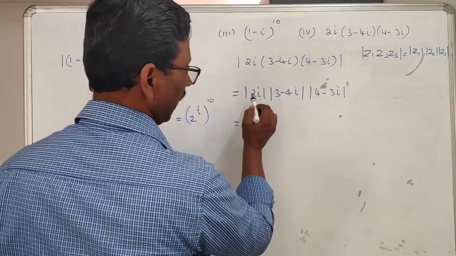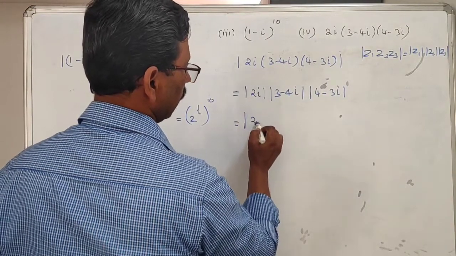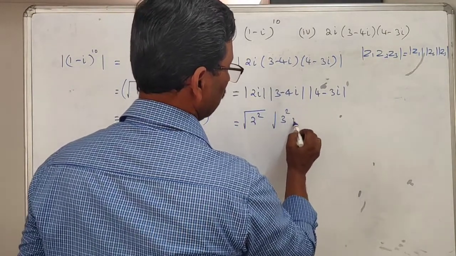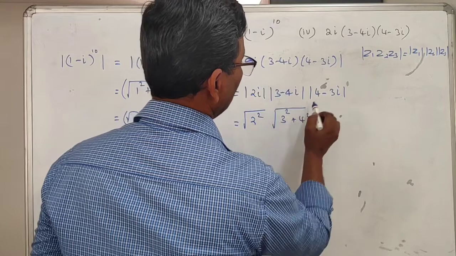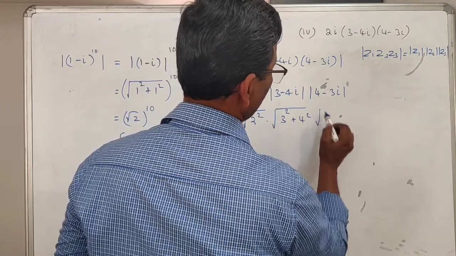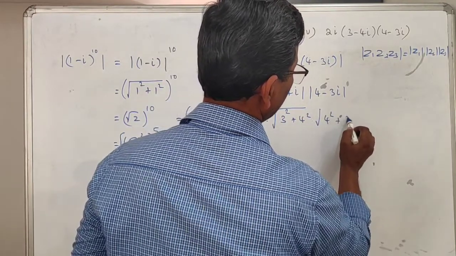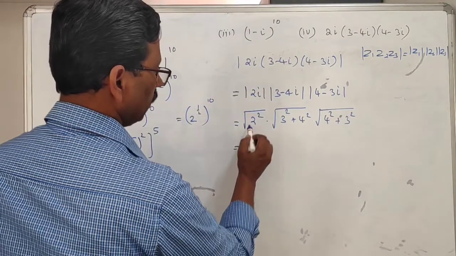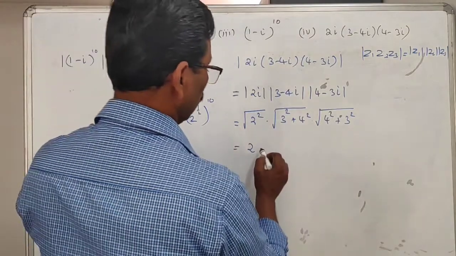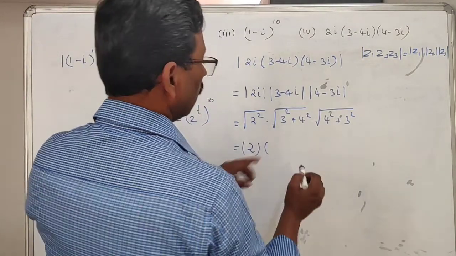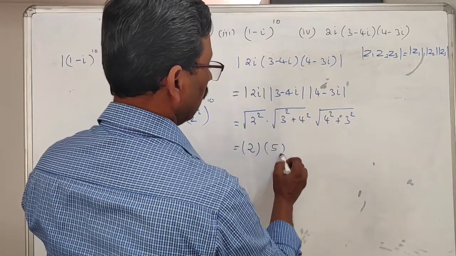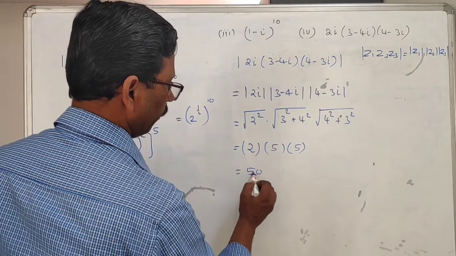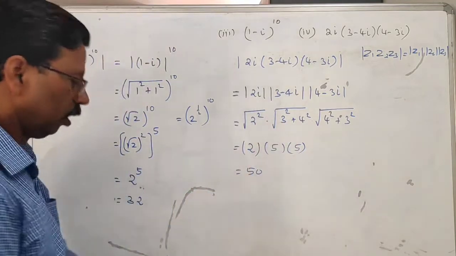Now this is root of real part square 0 plus imaginary part square 2 square. Then into this is root of 3 square plus 4 square. Now for this you can write root of 4 square plus 3 square, real part square plus imaginary part square. This is 2. Now this is 2 into this value 5 and that also 5. Then you can get 50. Therefore the modulus of this one is equal to 50.